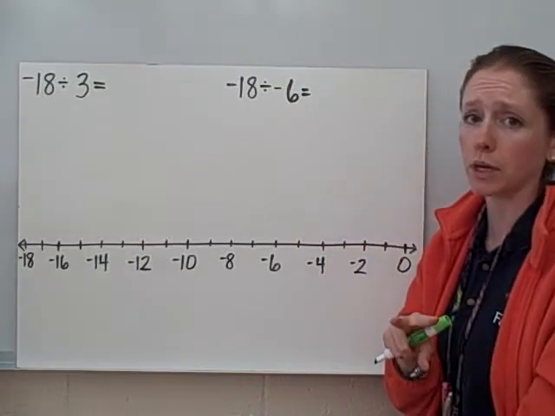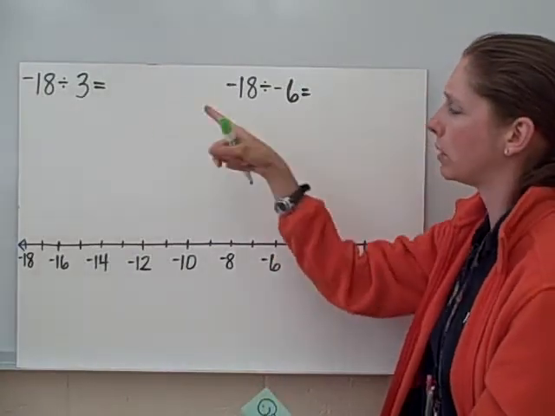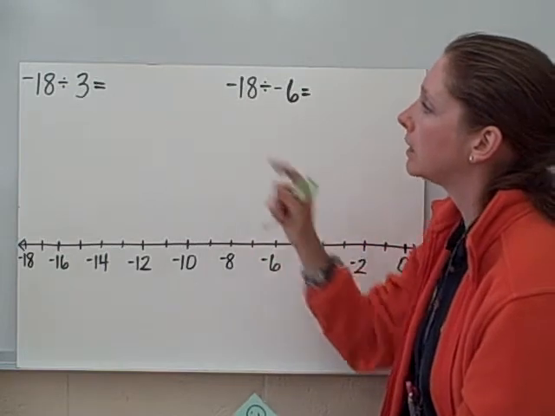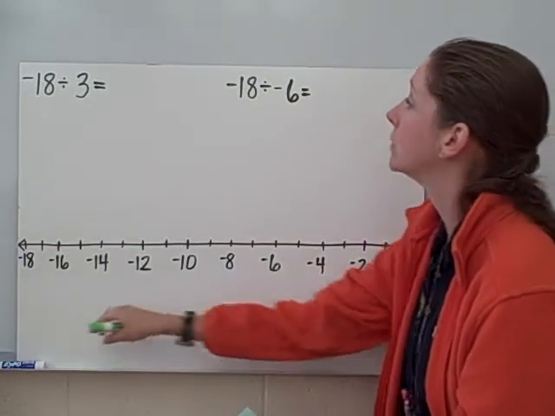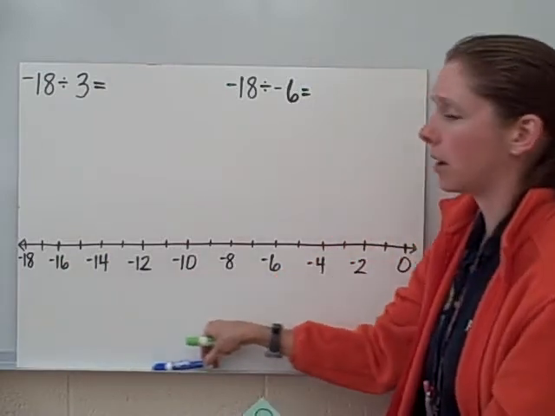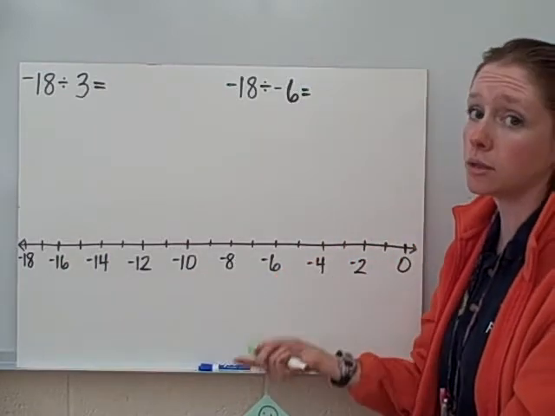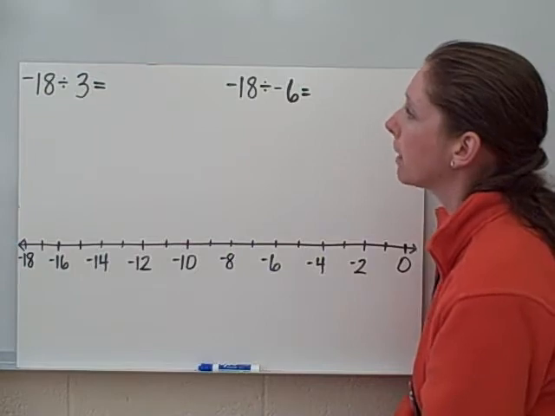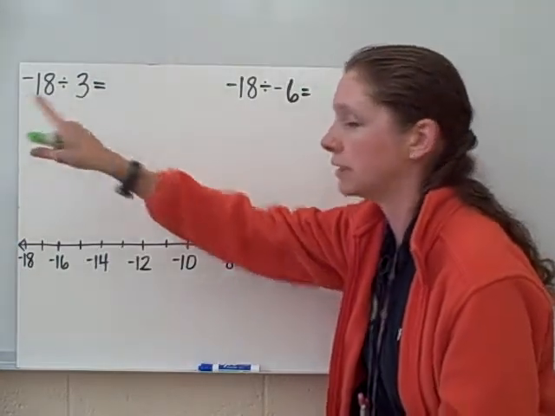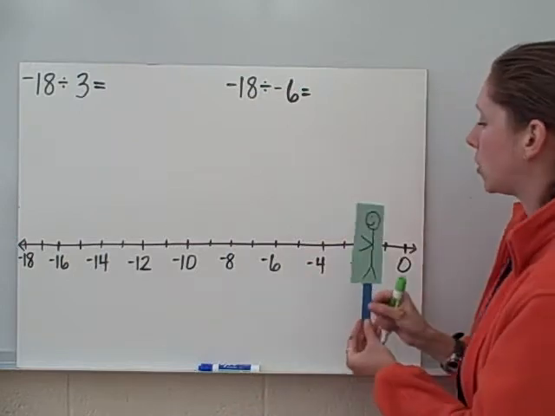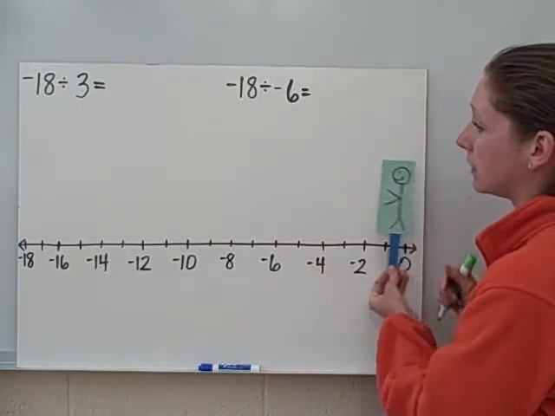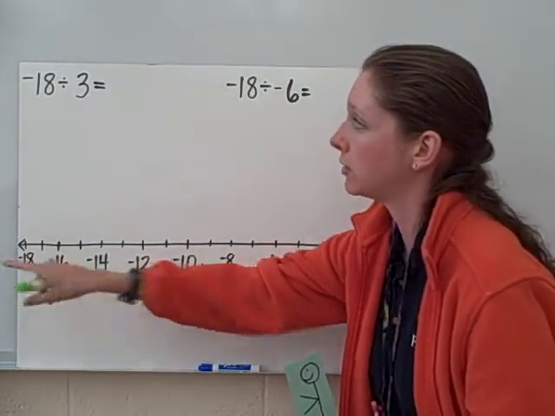Two more problems we're going to look at. Look at these 2 different problems, but how they're related. Negative 18 divided by 3 and negative 18 divided by negative 6. These 2 are in a fact family. You're going to see by the answers we get why that's true. Remember, the first number is our destination. We're always going to be facing our destination. So start off at 0, facing the negative 18. That's where we're trying to get to.